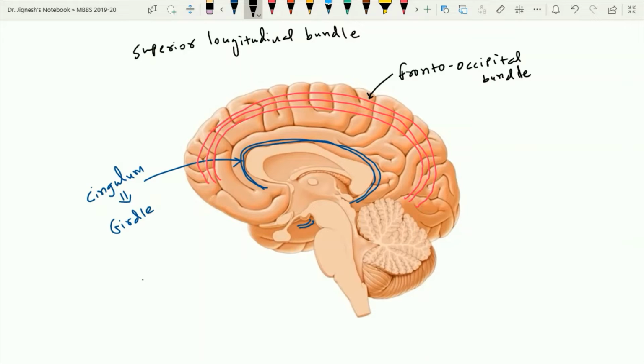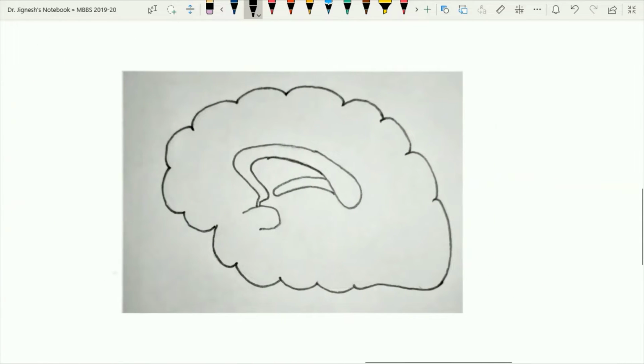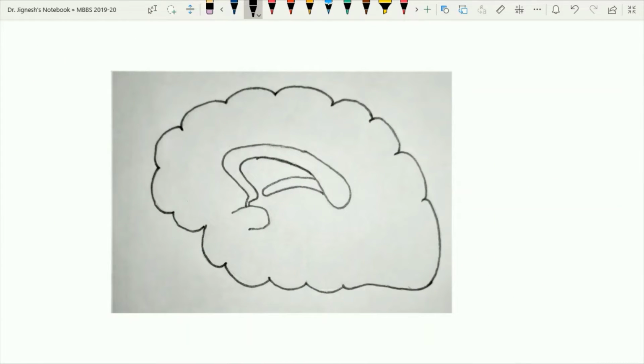Some other long association bundles are also there, named the inferior longitudinal bundle. To view this inferior longitudinal bundle, we have to remove the brainstem as well as the cerebellum. For that, let's see this schematic view of the cerebrum. The inferior longitudinal fasciculus connects the temporal lobe with the occipital lobe like this. This type of long association fibers is the inferior longitudinal fasciculus.